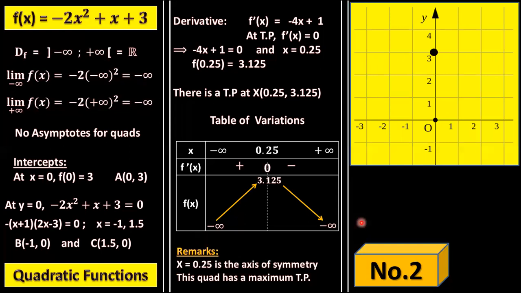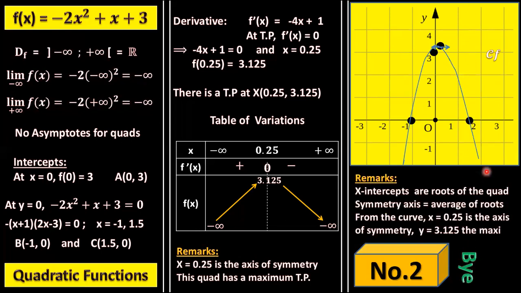We can now sketch the curve. Our intercepts are (0, 3), (-1, 0), and (1.5, 0). We equally have a turning point at (0.25, 3.125). These are the three intercepts. You can link all of these points, and this is what we have. My curve might not be very beautiful, but that is what we have. Other remarks for this curve: the x-intercepts are the roots of the quadratic. The axis of symmetry we have already seen, and from the curve, x equals 0.25 is the axis of symmetry, while y equals 3.125 is the maximum value of y.